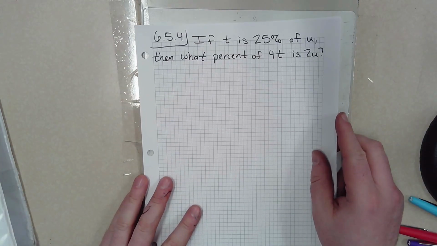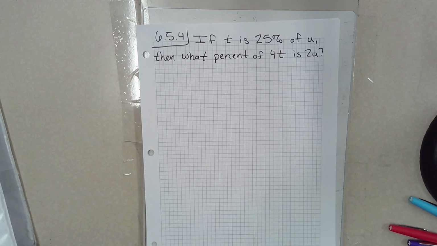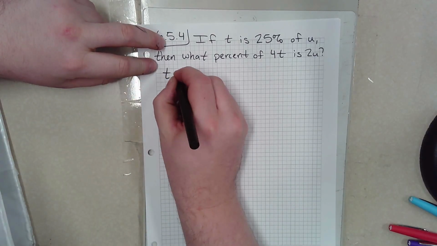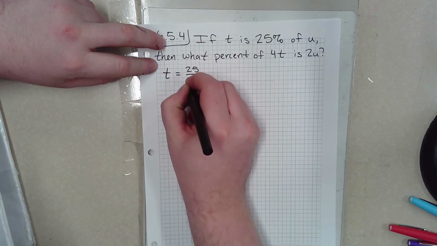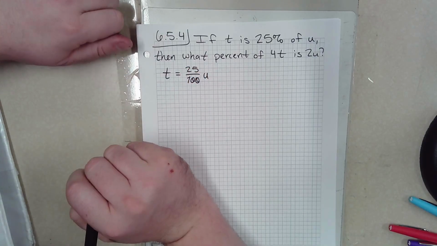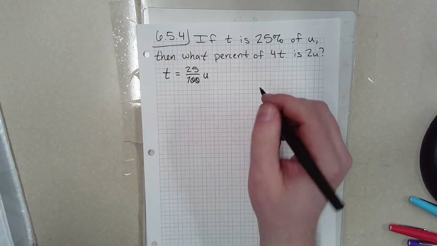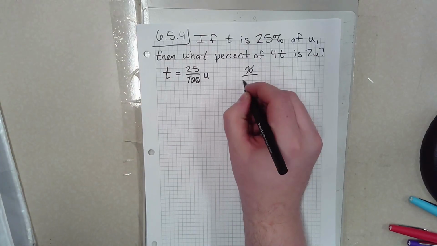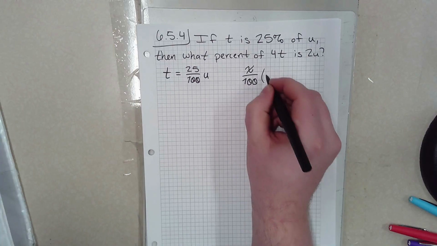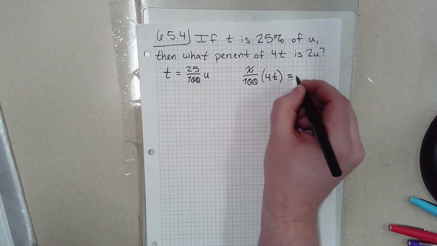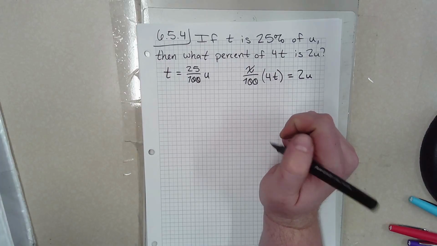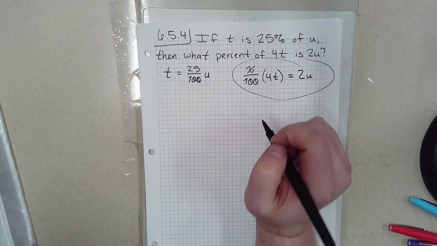Okay. So we know T is 25% of U. I'm going to write that out. T is 25% of U. And we want to know what percent, so I'm going to do this, what percent of 4t is 2u. This is what we want to find out.